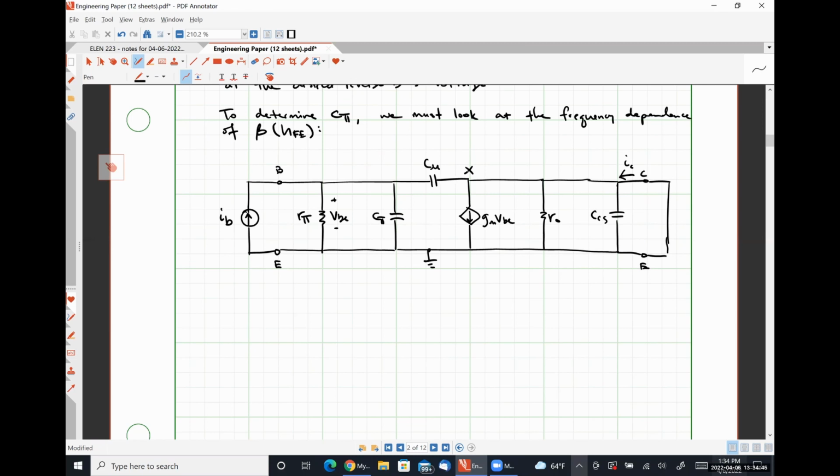Okay, so if we apply KCL at node X, what we are going to have, so let's see, the current's flowing in. Sorry, I'm trying to follow my own notes here, so I apologize. We're applying KCL at node X. Okay. All right. Things are making better sense now.